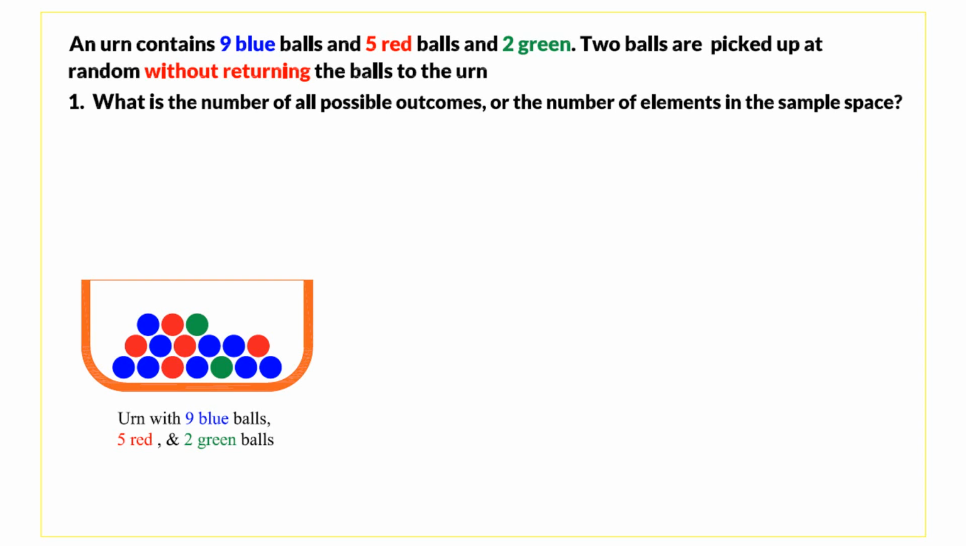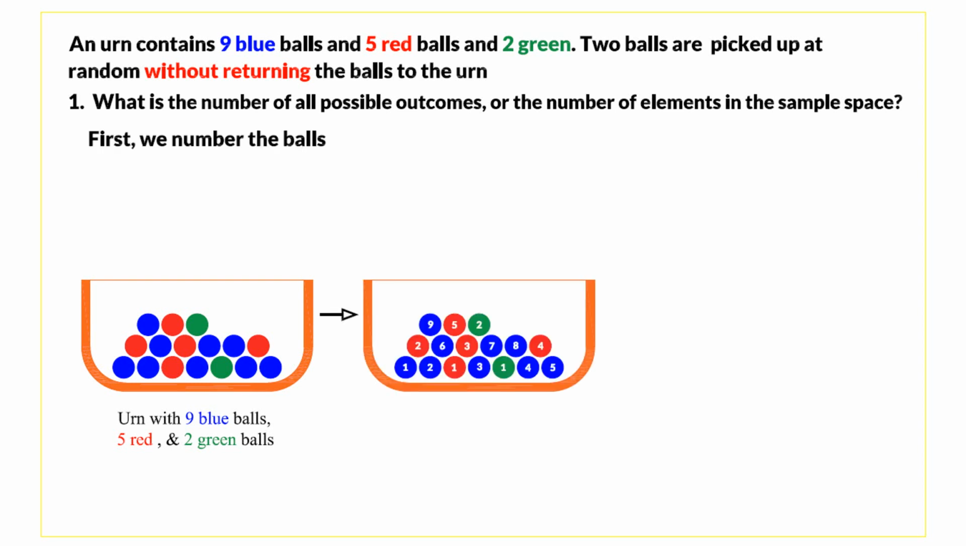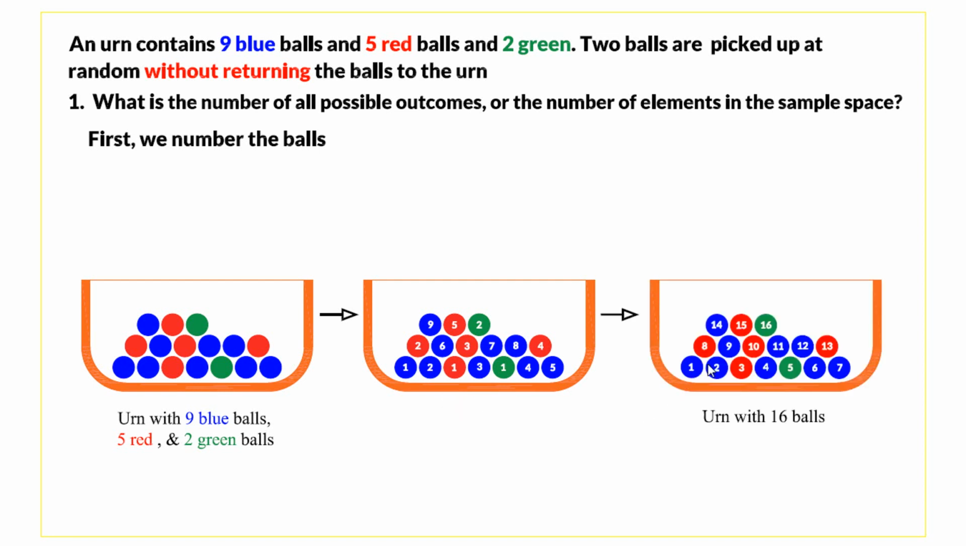So the first thing we do, we number the balls to make them distinguishable. So we number blue balls from 1 to 9, red balls from 1 to 5, and green balls from 1 to 2. So even though these 2 balls hold the same name, which is 2, this is 2 blue and this is 2 red. So they are distinguishable right now. Or we can number them from 1 to 16.